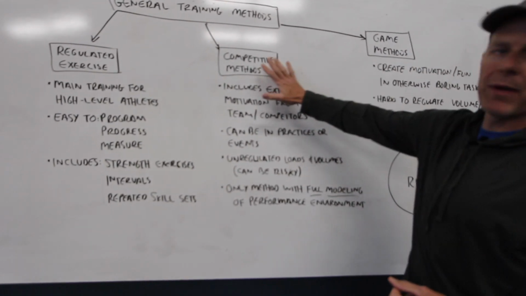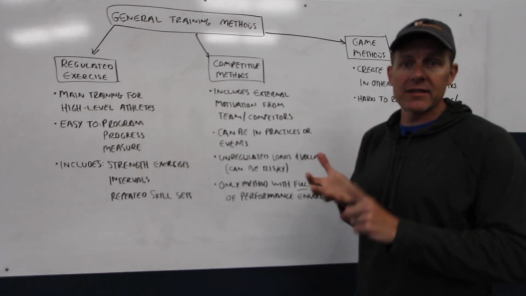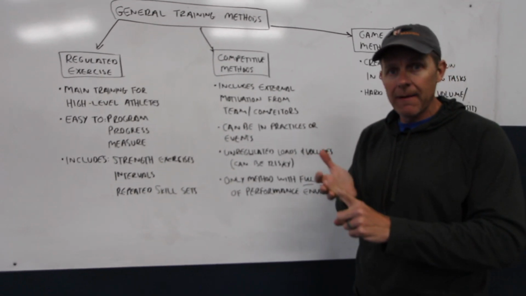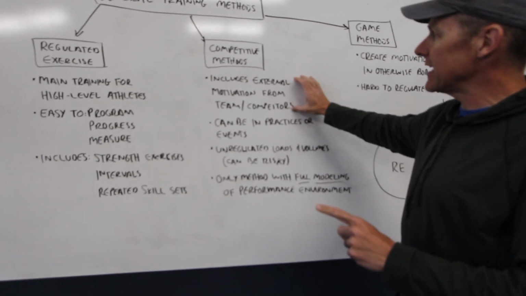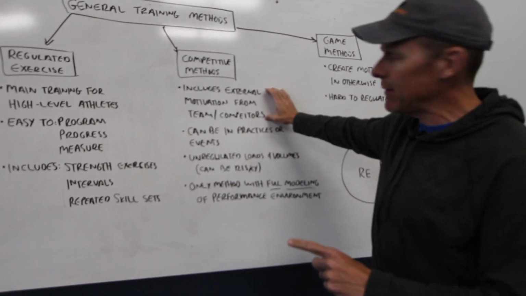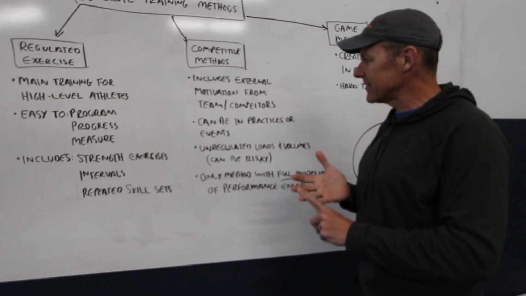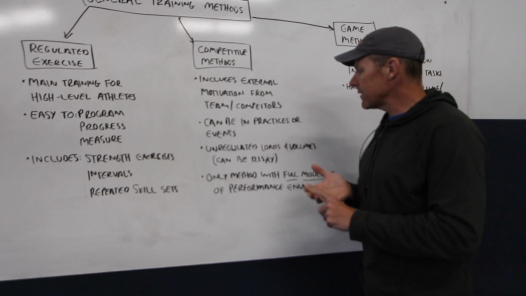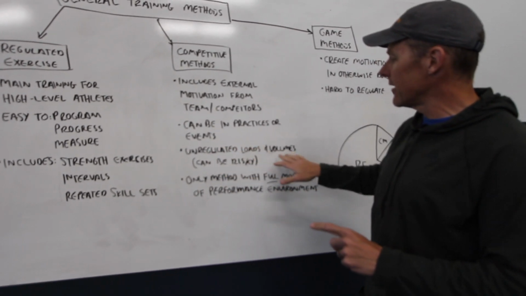Okay, then we have competitive methods. Competitive methods would be things to get people ready for competition or for performance. That uses the external motivation of your teammates or competitors. It can be in practices or events. And it can be unregulated, and this is kind of a problem: the unregulated loads and volumes.